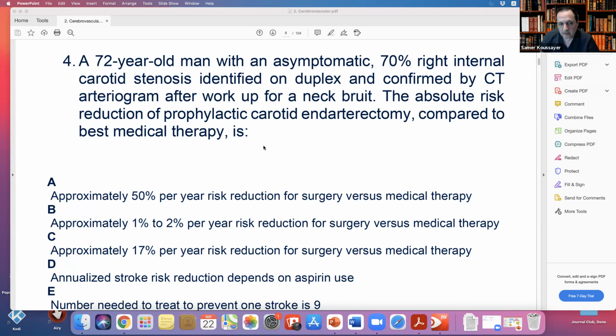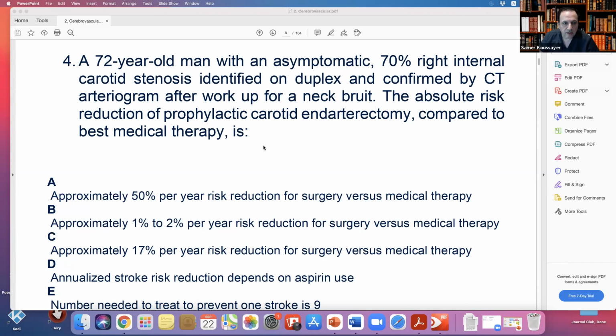The reason why we don't get many referrals from neurologists is because neurologists know this data, and they don't think that surgery really helps much, because they say 1-2%. Unless the patient is young and asymptomatic. But if the patient is asymptomatic, this is all asymptomatic. We're not talking about symptomatic. Then risk reduction is only 1-2% per year, you know.